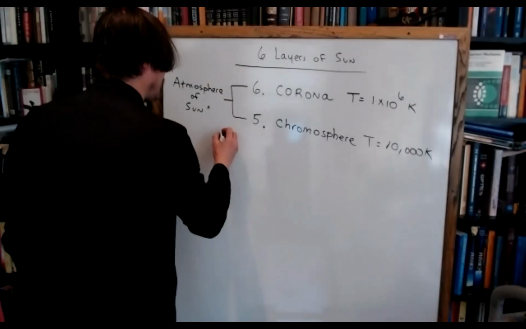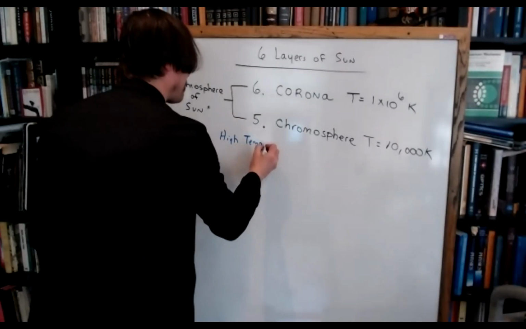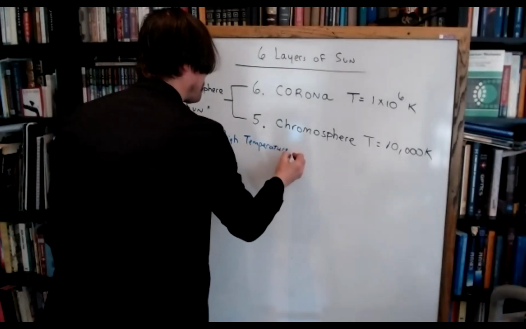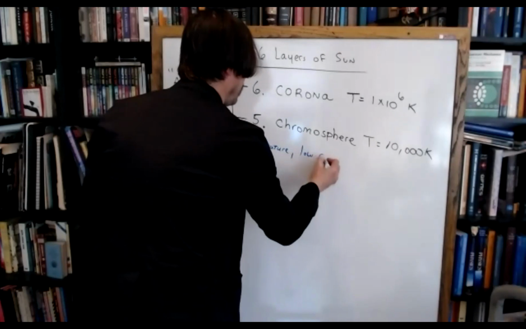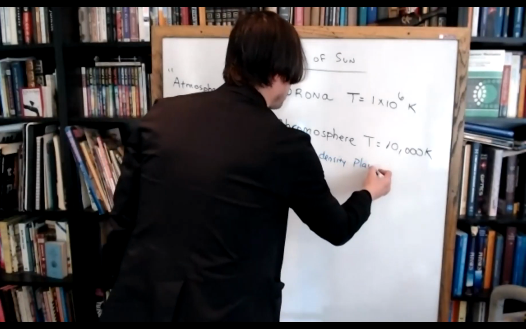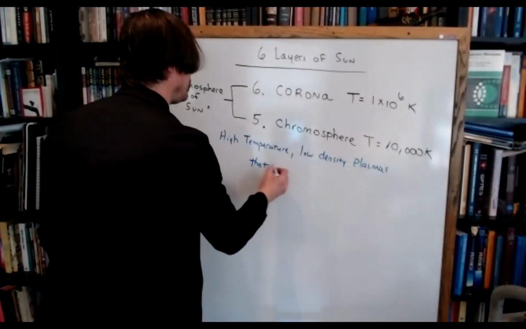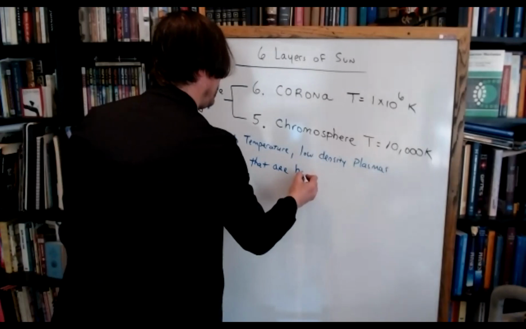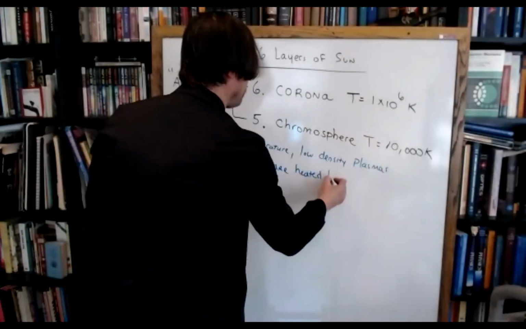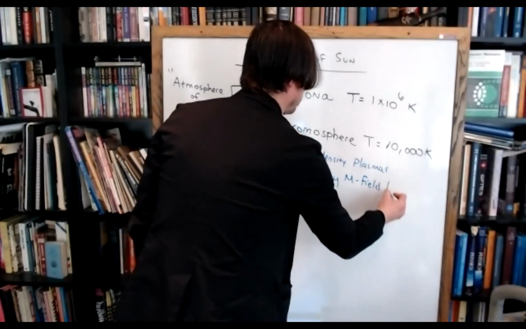Both of these layers are high temperature, low density plasmas that are being heated by magnetic field lines.